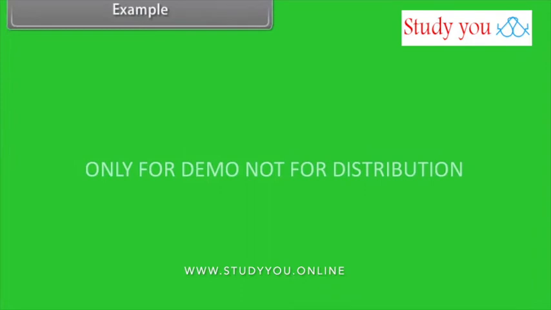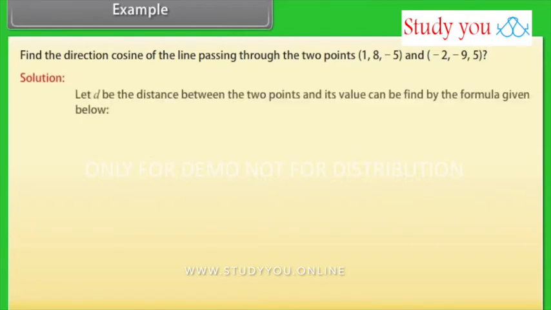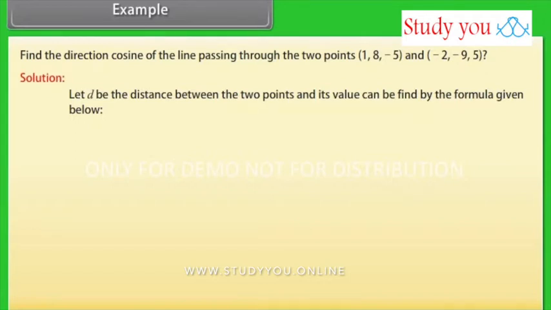Example. Find the direction cosines of the line passing through the 2 points 1, 8, minus 5 and minus 2, minus 9, 5. Solution. Let d be the distance between the 2 points and its value can be found by the formula given below. d equals the square root of (x2 minus x1) square plus (y2 minus y1) square plus (z2 minus z1) square.